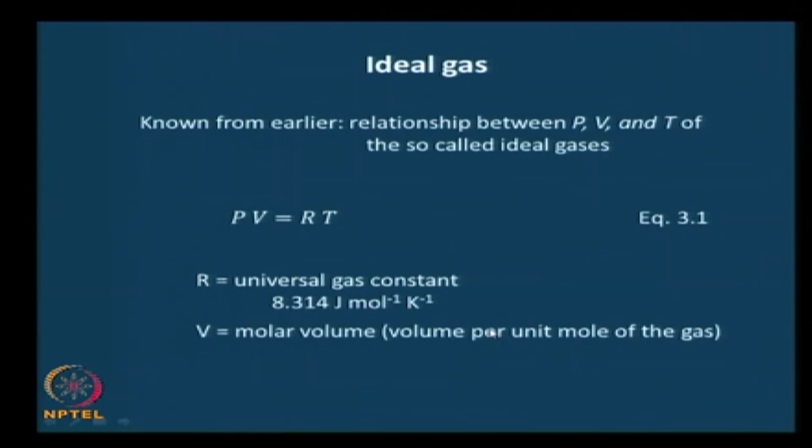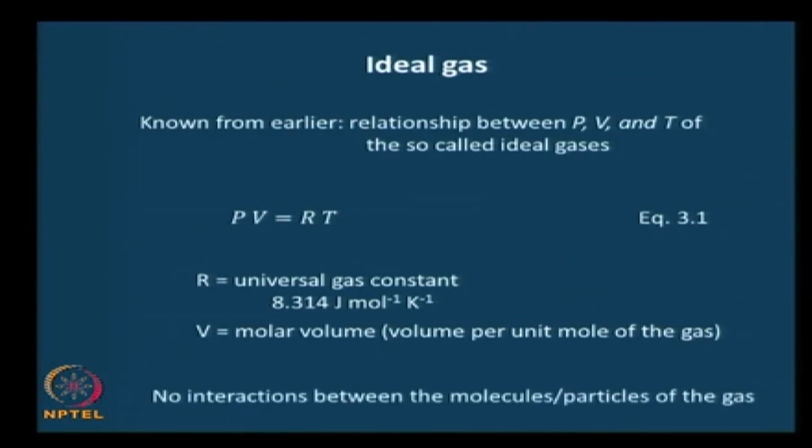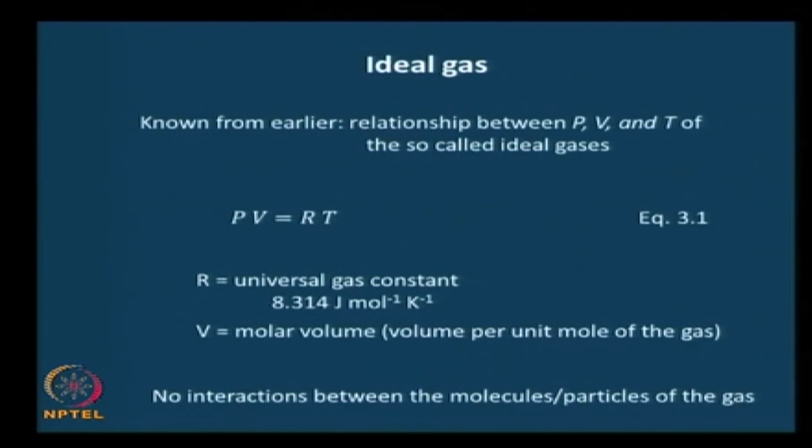V is the molar volume, or volume per unit mole of the gas, that we have already seen, and this may or may not be known. In an ideal gas we get such a simple relationship because at the molecular level we consider no interactions between the molecules or the particles, to make it general, that comprise the gas. So that is what led to the ideality of the gas: no interactions.